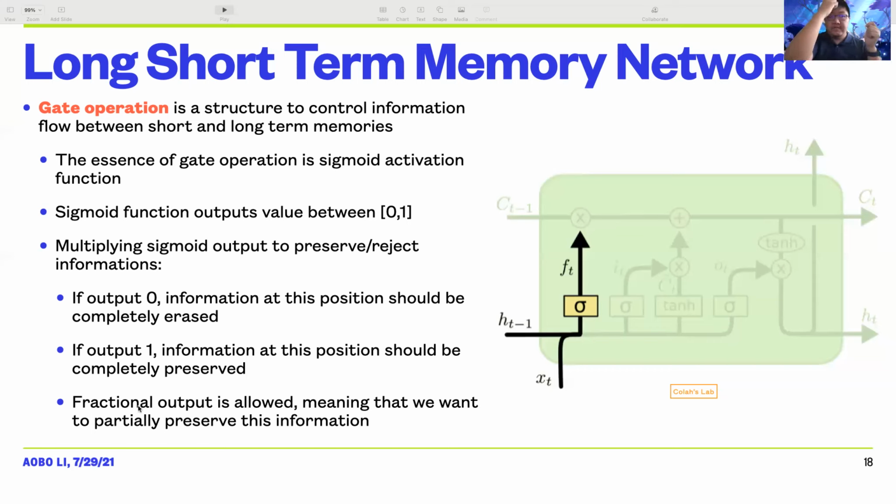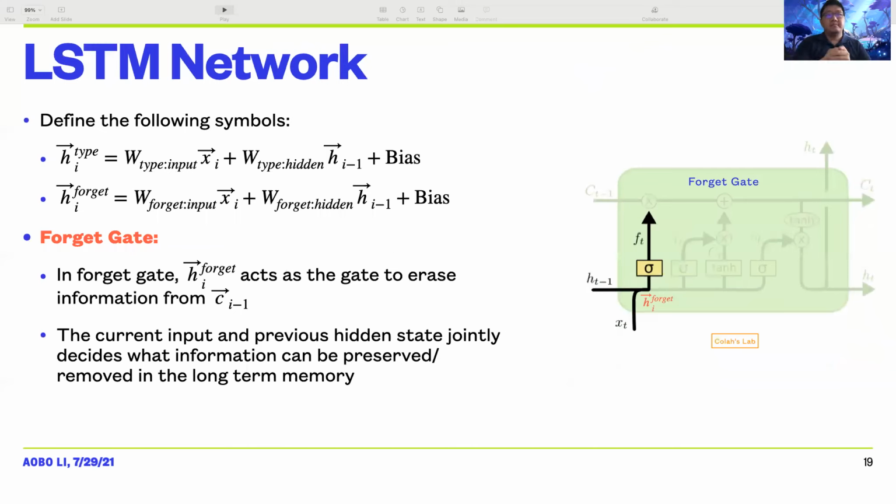One more point, which could be somewhat counterintuitive, is that fractional output is allowed, meaning that we want to partially preserve this information. For example, your sigmoid value can be 0.3, and you multiply 0.3 to 7, you get 2.1. That means you want to keep roughly 30% of the information. So that's the idea of the gate operation, and we will use this gate operation to define our LSTM network.